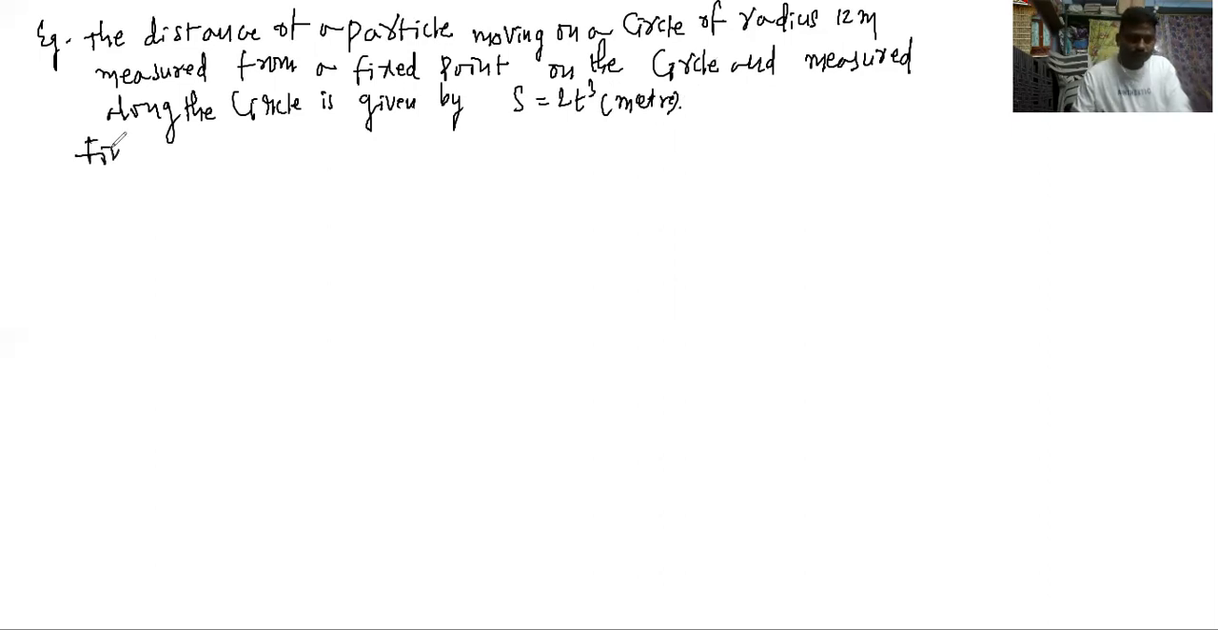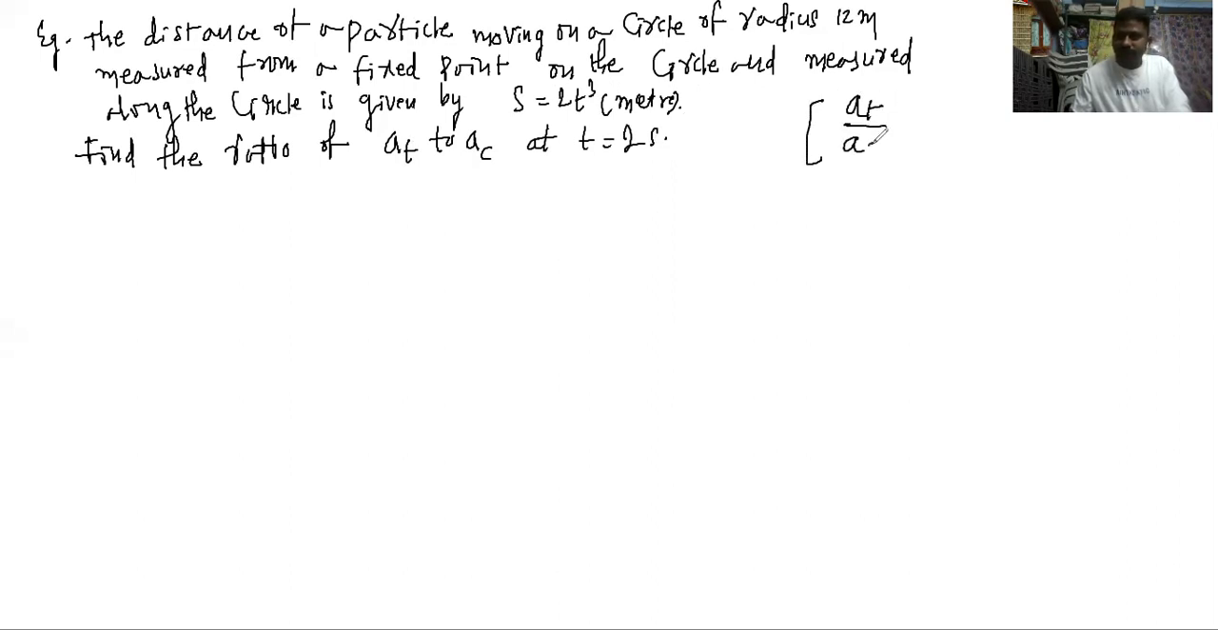Question is, find the ratio of tangential acceleration to centripetal acceleration at t is equal to 2 seconds. Right? So what is our aim? Aim is to find tangential acceleration to centripetal acceleration. Okay. Now, the distance of a particle is moving on a circle of radius 12 meters. So what is given here? So the radius is equal to 12 meters.